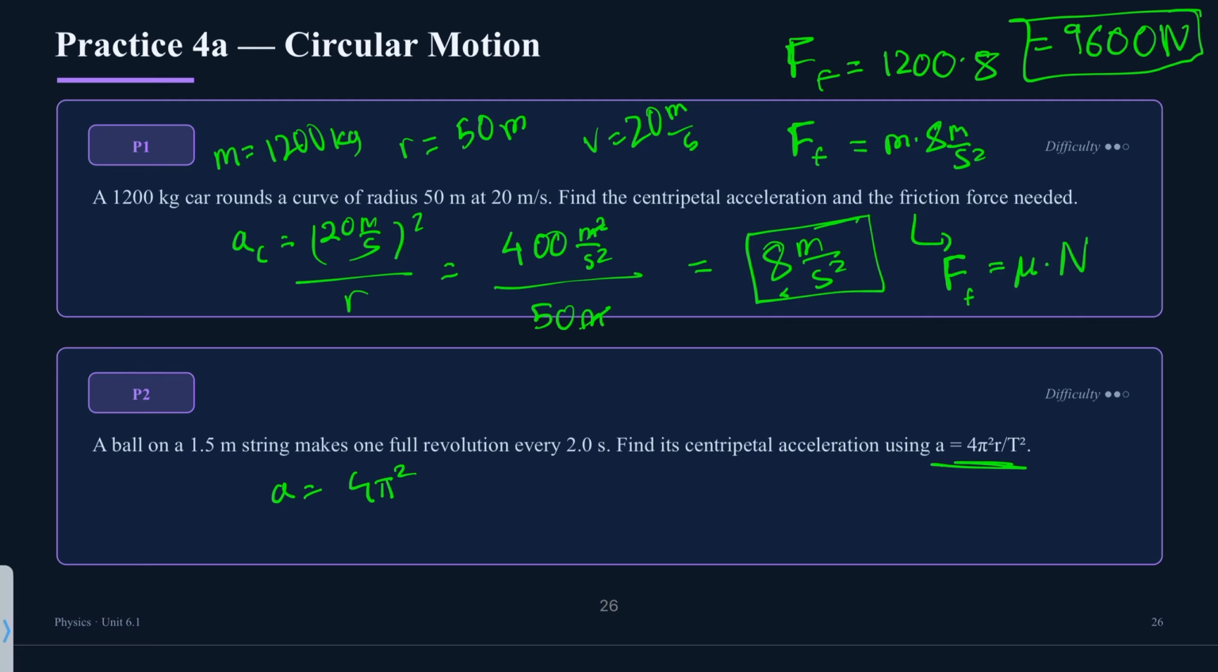So what's our radius here? The string is 1.5 meters, so if we're rotating it, right, then the radius is basically the string. It's the length of the string. So that times 1.5 over t squared. So t is a period, but that's 2 seconds, so 2 seconds squared, right? And that should give you about 14.8 meters per second squared.